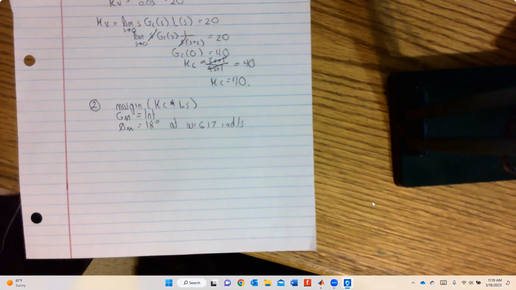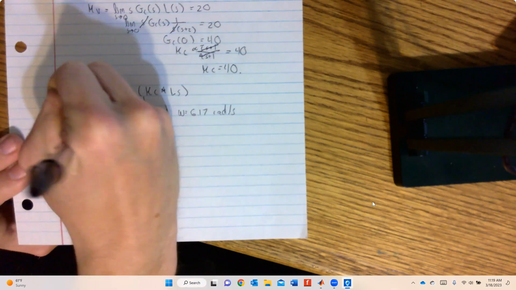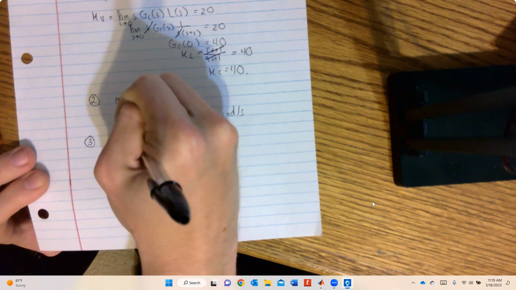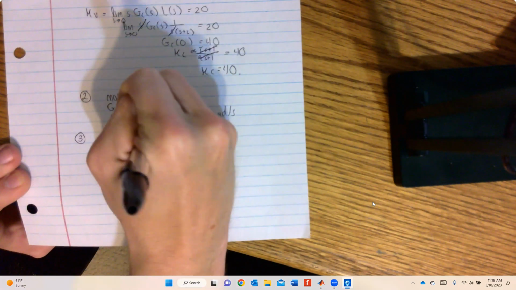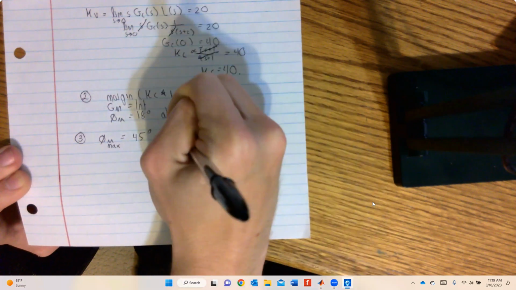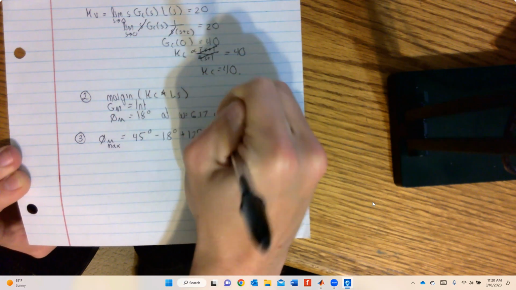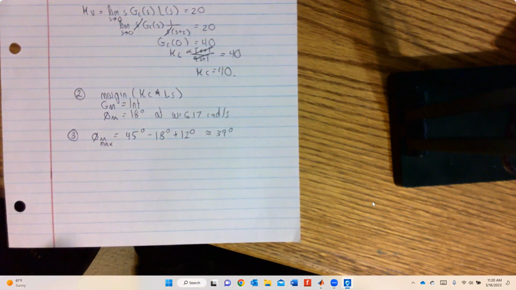is determine how much phase we need to add. The phase margin, this would be step 3: the phase margin max that we have to hit. So remember, we have to be above 45. That's what the design requirements want. So we want to hit 45. We're already at 18, so we can subtract that. And let's just add some extra phase. I'm going to add 12 degrees. So we'll be at about 39 degrees that we need to add here. And so we're going to add 39 degrees.